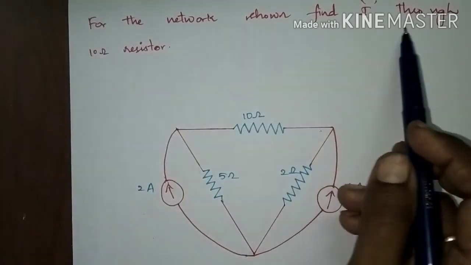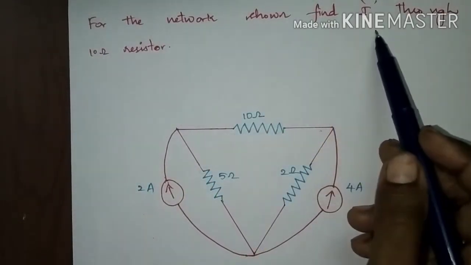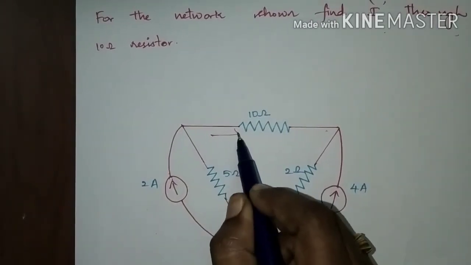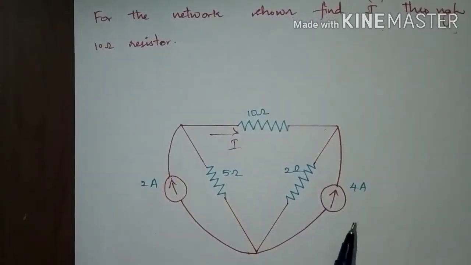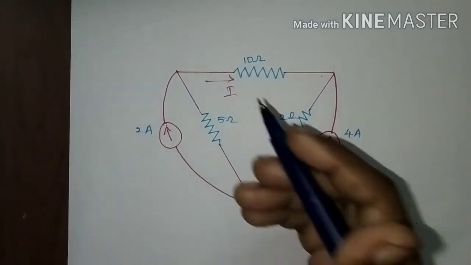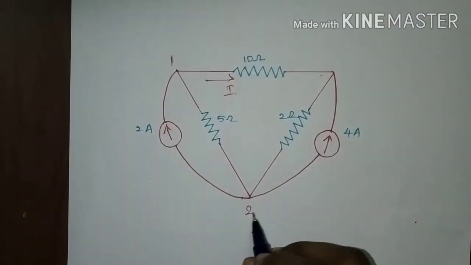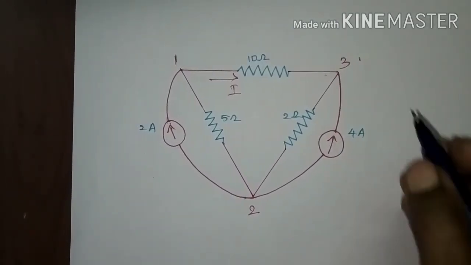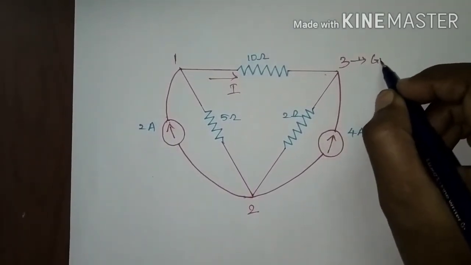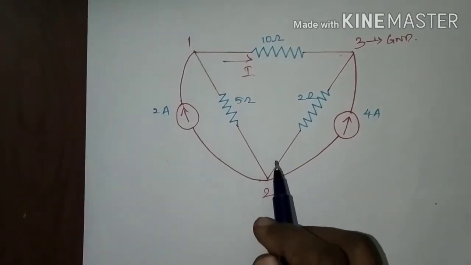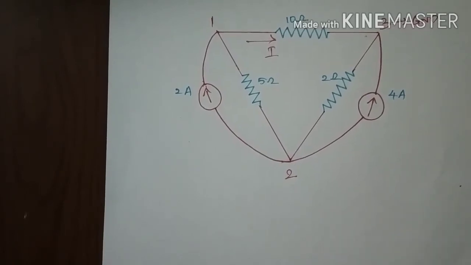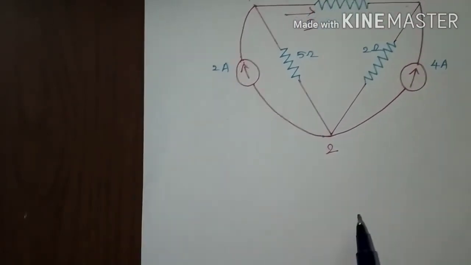For the network shown in the figure, find I through the 10 ohms resistor, the current flowing through the 10 ohms resistor. Here the number of principal nodes are 1, 2 and 3. I am taking this third node as a reference node, that is grounded. So we will write the equations for 2 nodes. The number of equations would be 2, so the matrix formed is a 2 cross 2 matrix which has 4 elements.